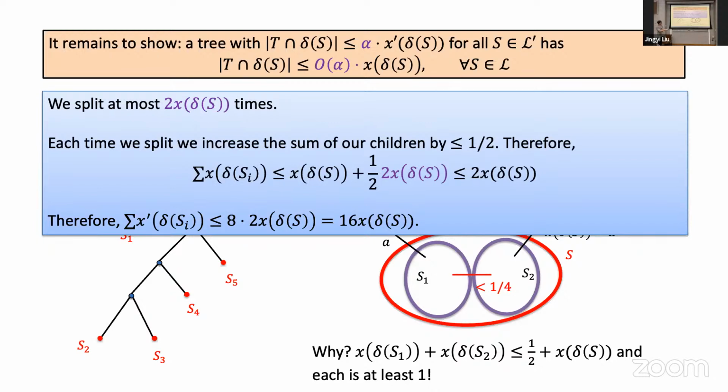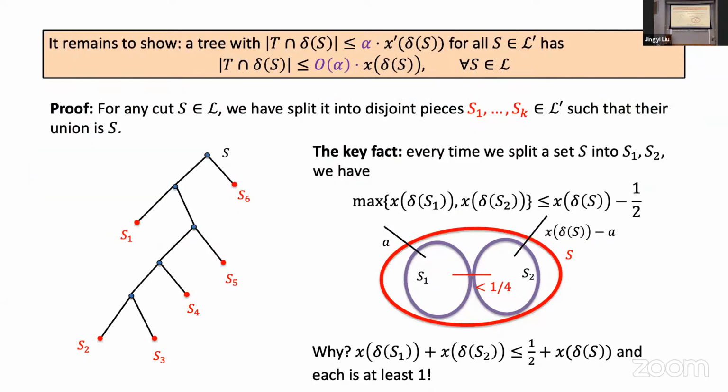Furthermore, every time you split, you only increase the X value of the children by 1/2 due to this inequality. So let's look at the X value of the sum of the children. This is at most what we started with, plus every time we split, we add 1/2, and the number of times we split is at most twice X of delta of S. Therefore, if I sum the X prime values on these cuts, I get at most 8 times 2X of delta of S, which is 16. So I started with my cut S, and now even if I sum the X prime value of all the children, I increase things by a factor of almost 16.